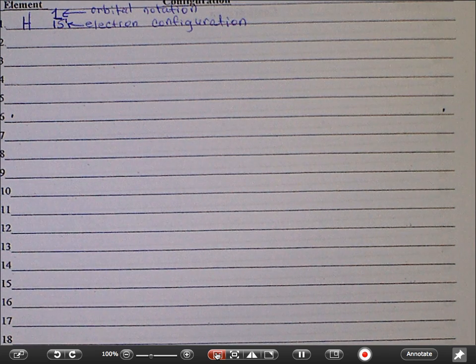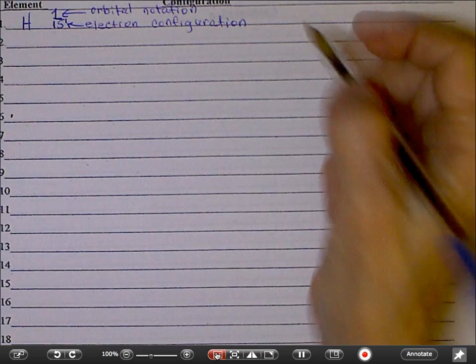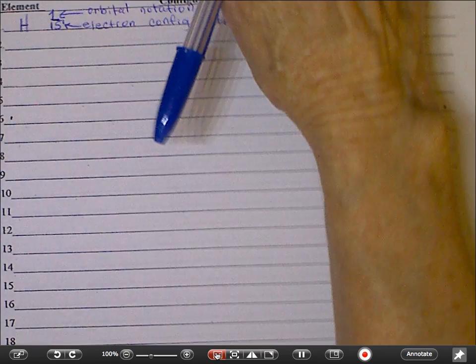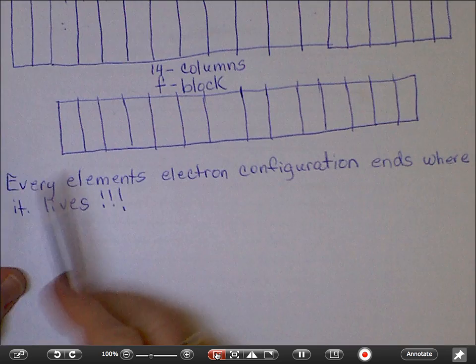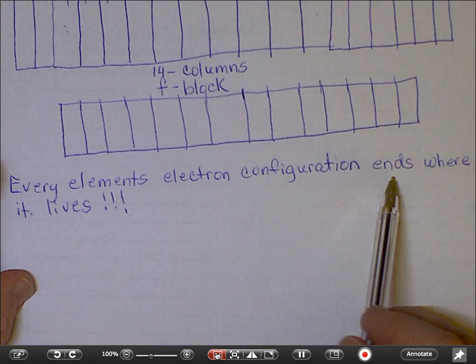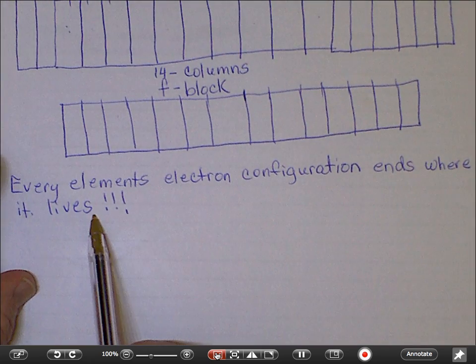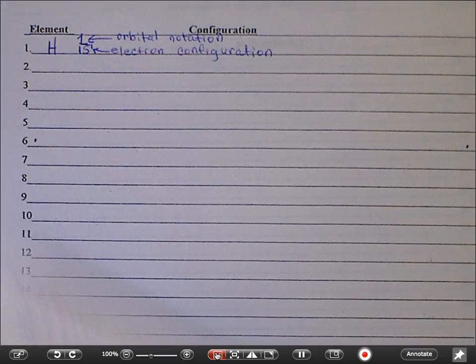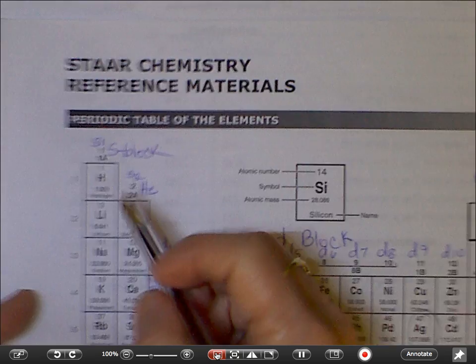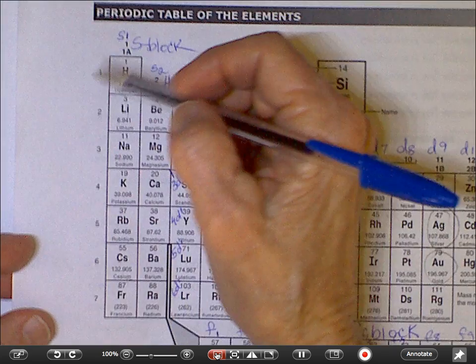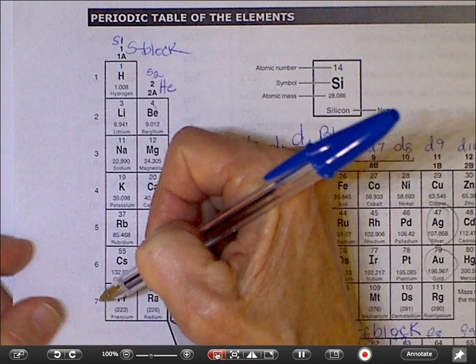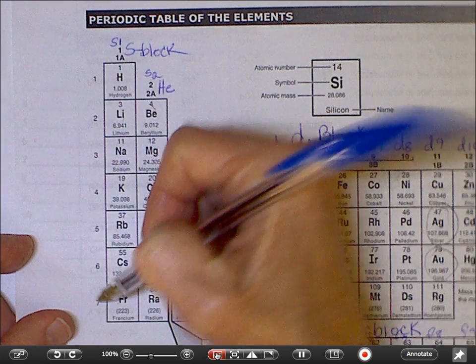No. Okay? All right. Now then, I made this statement right here on your notes. Every element's electron configuration ends where it lives, yes? Hydrogen lives at energy level. Let me refresh your memory. These black numbers are all energy levels. What are they? Energy levels.